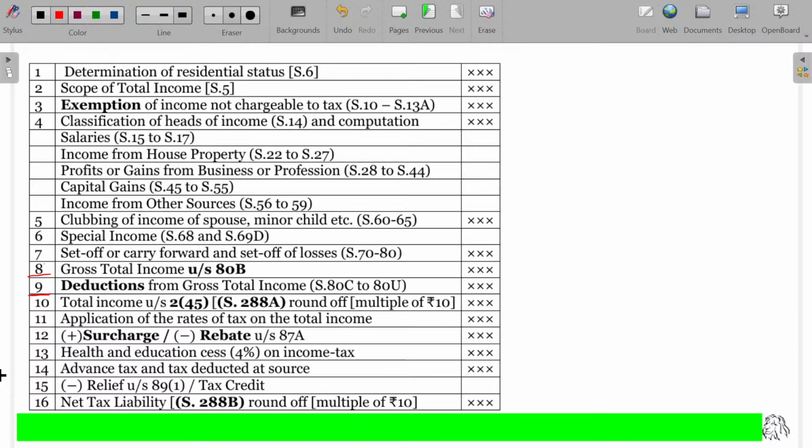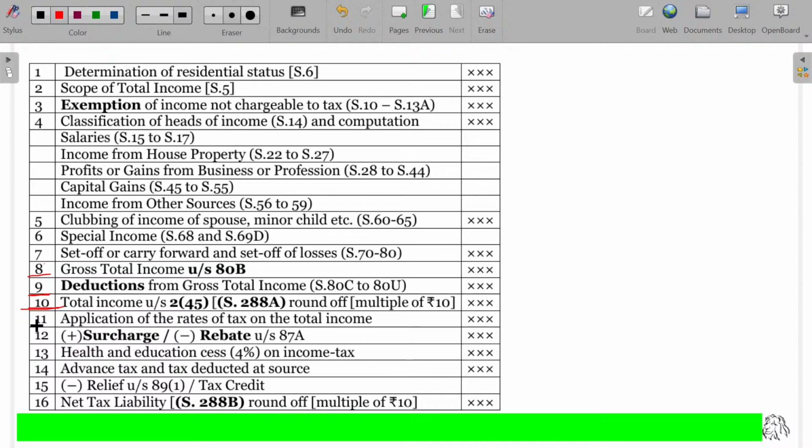Oh, is it so? During your earning period, out of your earnings, you can save some money for medical purposes, medical insurance. You may borrow and buy a house property. You want to educate your daughter, son and so on, and spend money for that, including education loans. For all those expenses, that money can be deducted from your gross total income. After those deductions, whatever is left over will be the total income. That's step number 10.